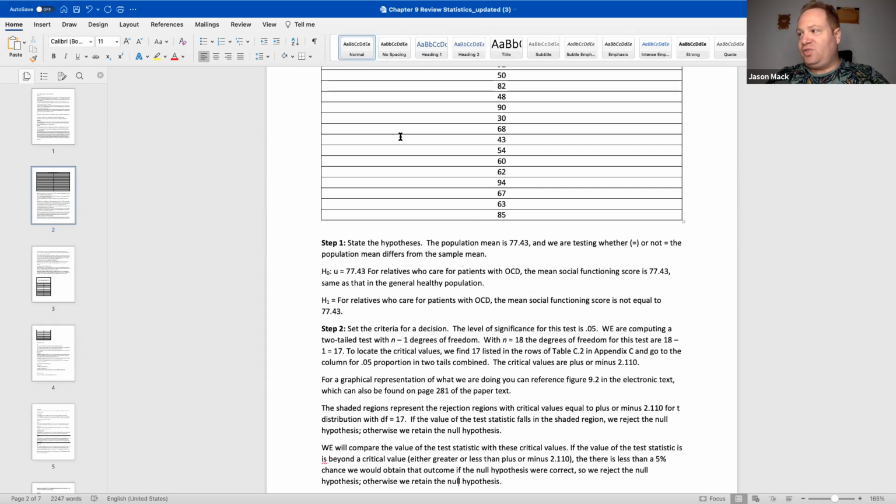The level of significance for this test is 0.05. We are computing a two-tailed test with n-1 degrees of freedom. With n equal to 18, the degrees of freedom in this test are 18 minus 1, which is equal to 17. To locate the critical values, we find 17 listed in the rows of Table C.2 in Appendix C, which is that posted unit normal table in the classroom in Brightspace, and go to the column for the 0.05 proportion of the two tails combined. The critical values are plus or minus 2.110.